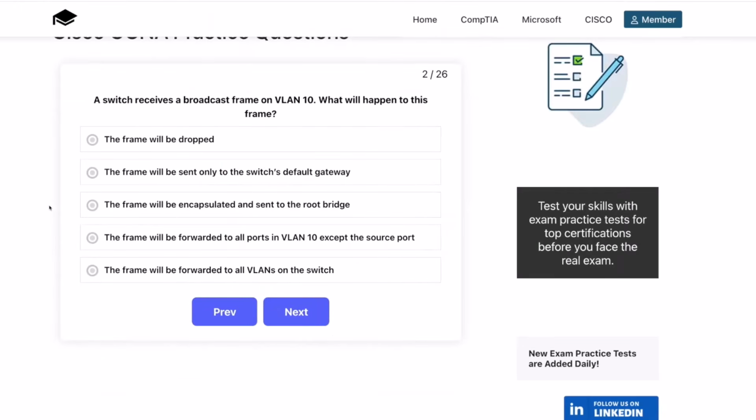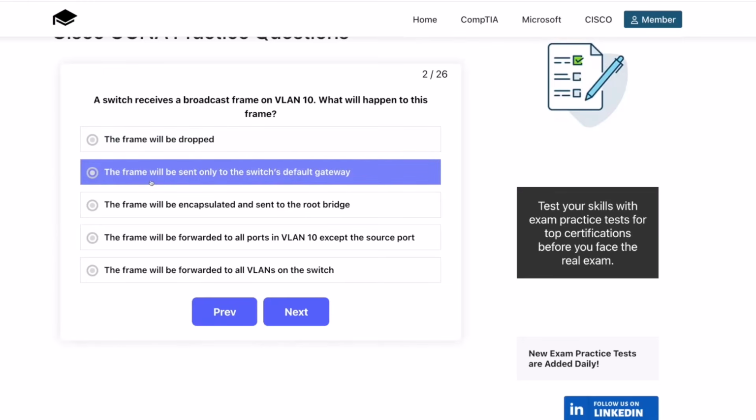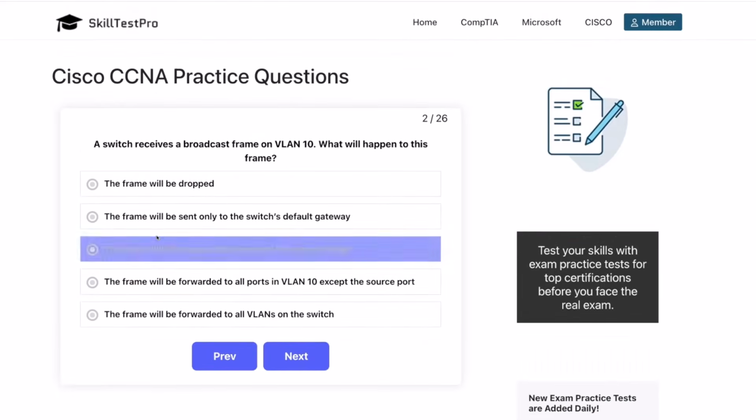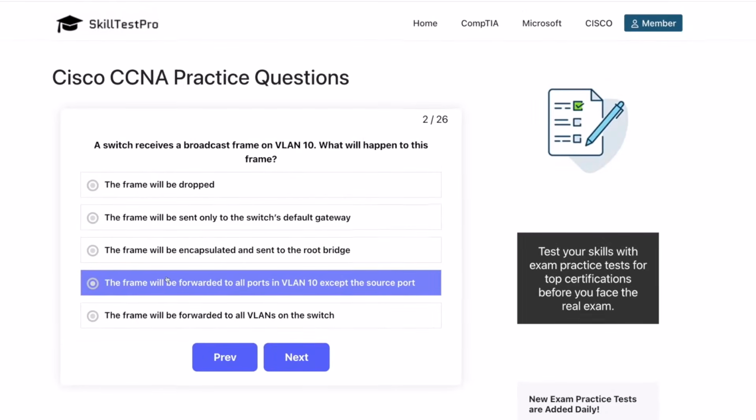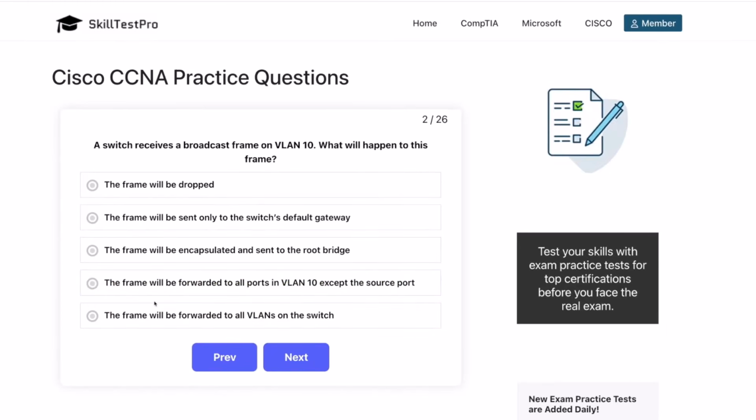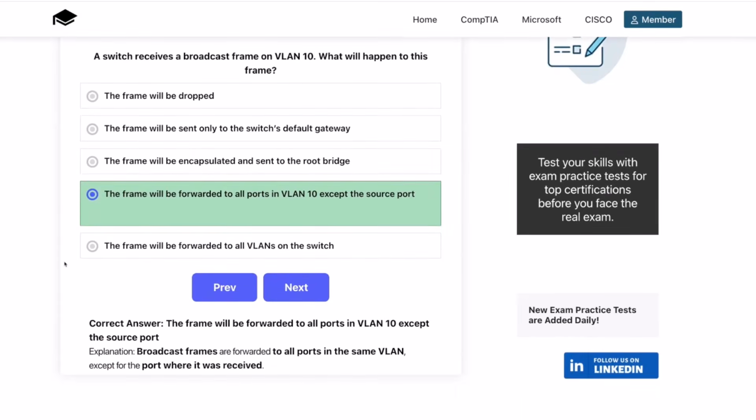Question 2. A switch receives a broadcast frame on VLAN 10. What will happen to this frame? The frame will be dropped. The frame will be sent only to the switch's default gateway. The frame will be encapsulated and sent to the root bridge. The frame will be forwarded to all ports in VLAN 10 except the source port, or the frame will be forwarded to all VLANs on the switch. The correct answer is the frame will be forwarded to all ports in VLAN 10 except the source port. Broadcast frames are forwarded to all ports in the same VLAN, except for the port where it was received.